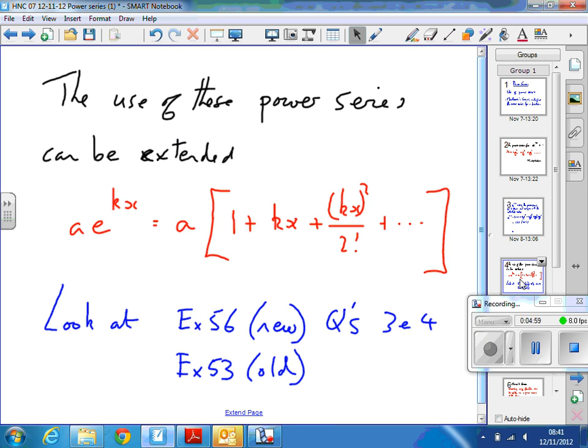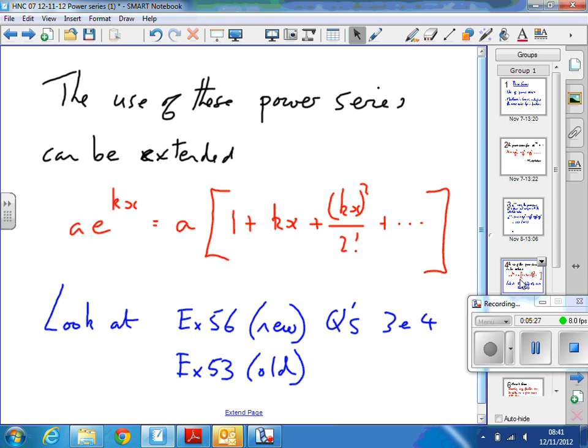The use of these power series can be extended, look. So instead of e to the x, we could find a e to the kx by multiplying the whole series by a, and then our term not being x but being kx. So a brackets 1 plus kx plus kx squared over 2 factorial and so on. So we can extend this power series now once we've got the exponential function for something like this.